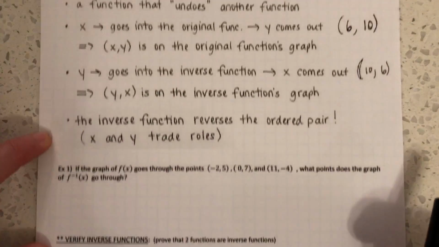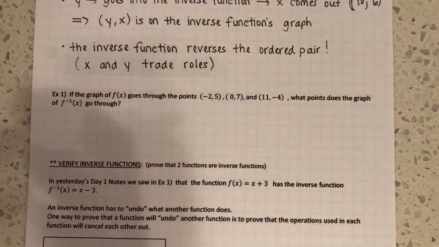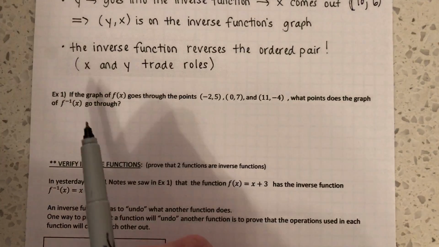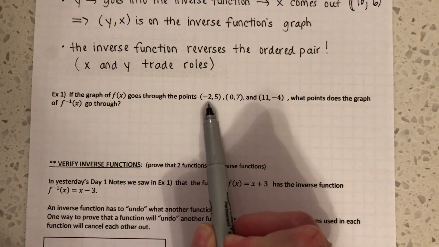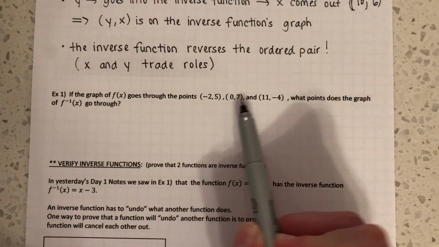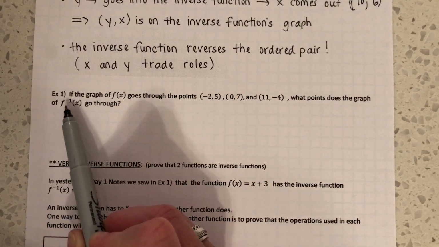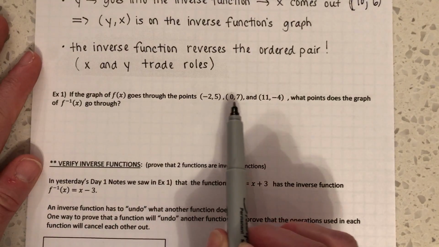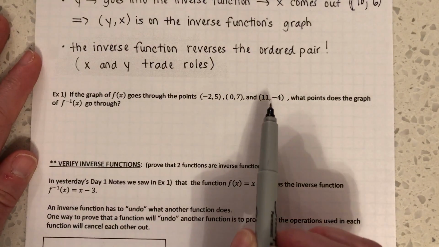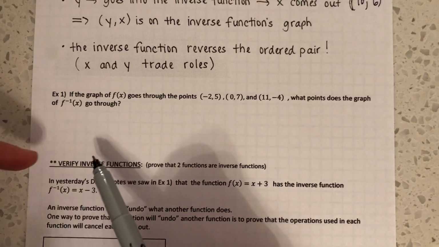Okay, so look at example 1, because this is a fairly simple question when it comes to inverses, and I would hate for you guys to get something like this wrong. It says, if the graph of f(x) goes through the points (-2, 5), (0, 7), and (11, -4), what points does the graph of f inverse of x go through? Well, think about it. If these are all the points on the graph of the original function, think about what happens to these points when they pertain to the inverse.